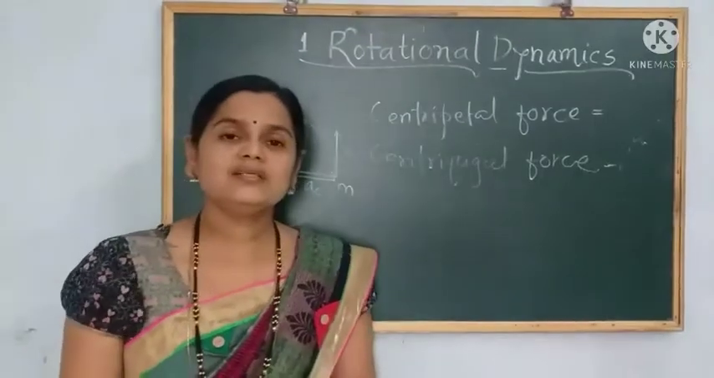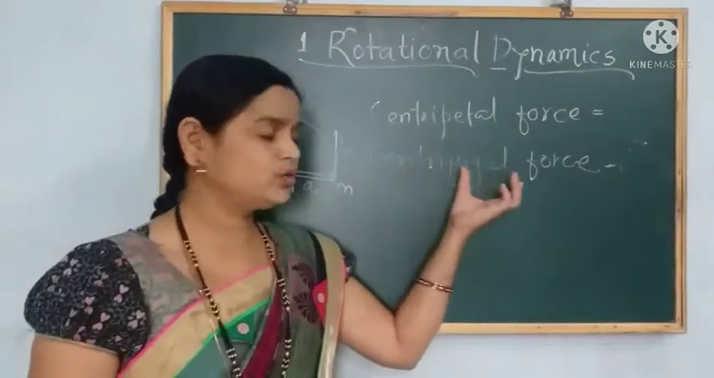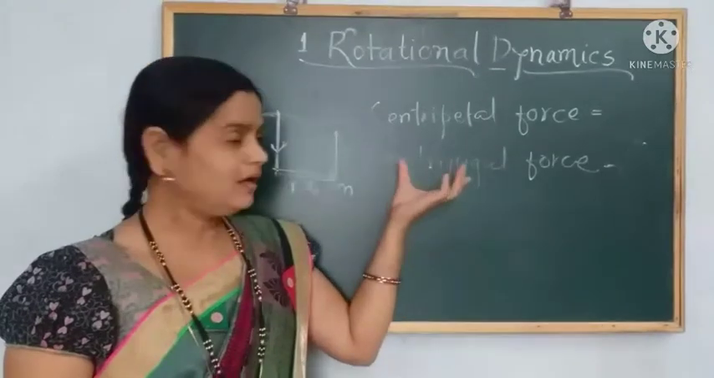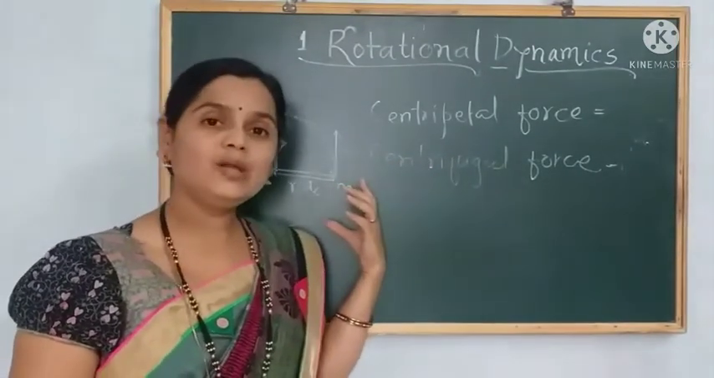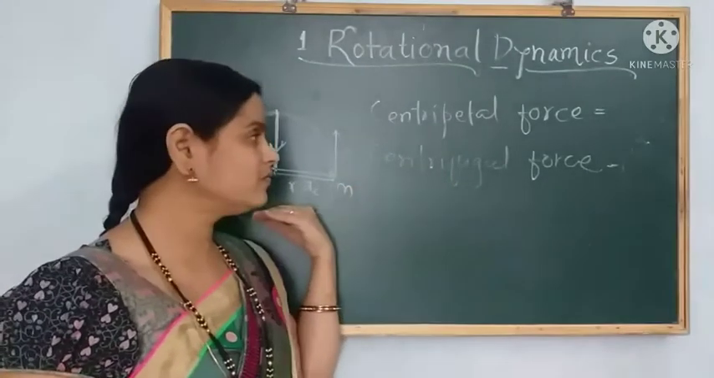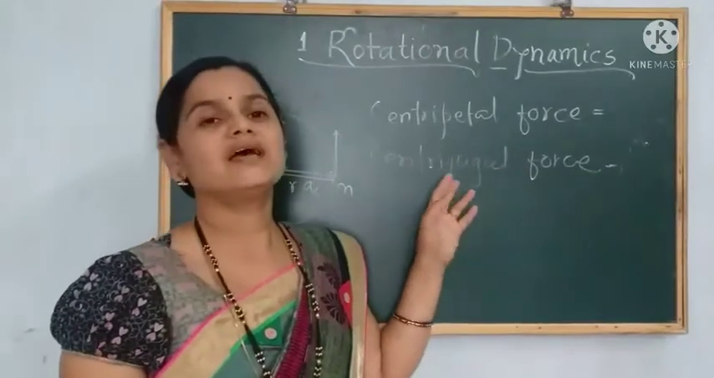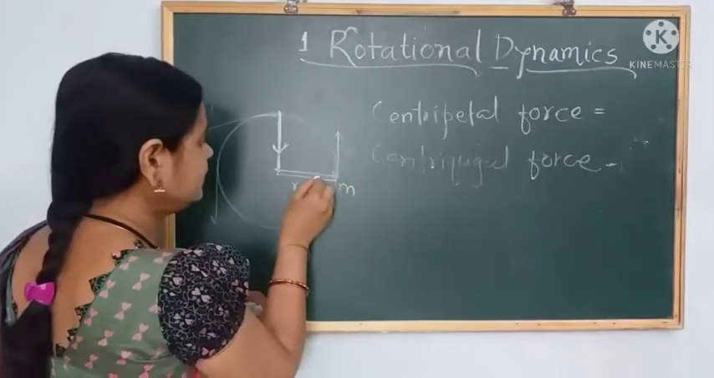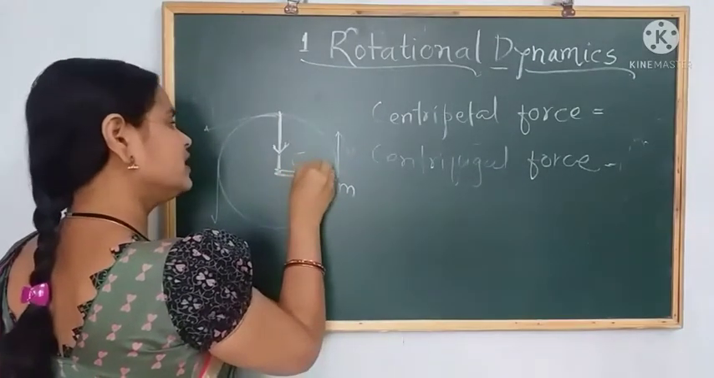Now see what is about the centrifugal force. Centrifugal means along the radius, but not directed towards the center. It is fleeing off, that is, away from the center. Its direction is opposite to that of the center. See, this is the direction of the centripetal force.